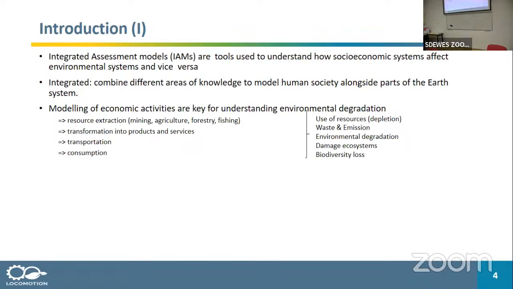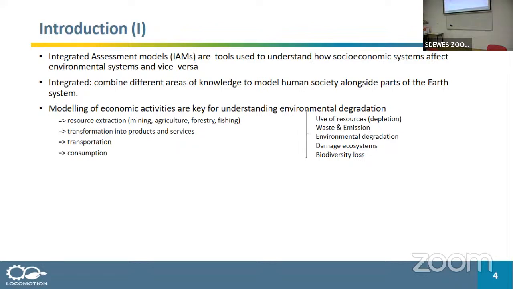And why is the economy part important in these integrated models? Because they are integrated, they have the social part, the socio-demographic part, the economic part, and also the environmental part. And why is the economic part relevant in these integrated models? Because the economic activities are key to understand environmental degradation. Why?